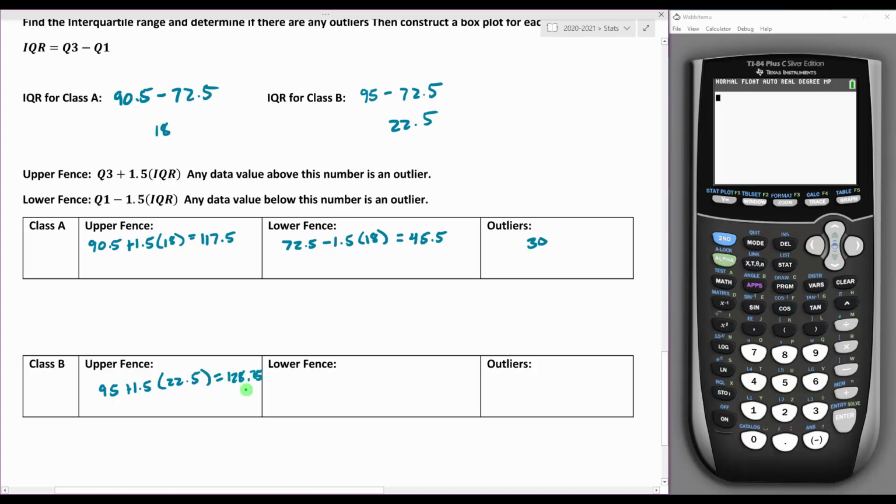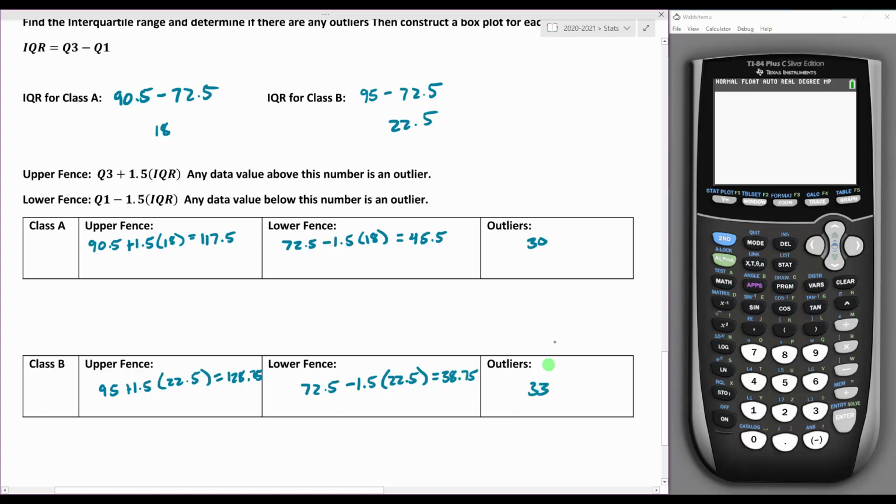We certainly didn't have any test scores that were bigger than that, so we're not going to have any outliers in that direction, but we might have one in this one. So we're going to take our first quartile, which is 72.5, and subtract from it 1.5 times 22.5, and we get a lower fence of 38.75. Anything smaller than this would be an outlier, and we did have one test score that was smaller than this, which was 33.